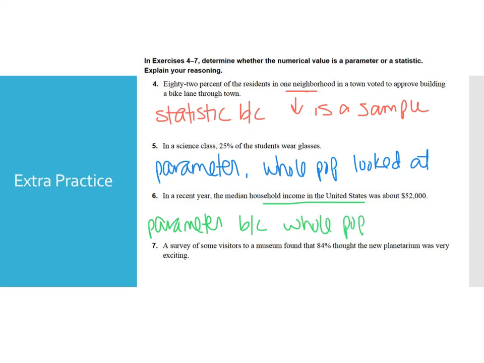And last for today, we have a survey of some visitors to a museum found that 84% thought the new planetarium was very exciting. So do we think that they surveyed the whole population or just a sample? Well, they surveyed a sample because we have the wording some visitors. So that makes this a statistic because a sample was surveyed and not everybody. So the difference between parameter and statistic is if you're surveying everybody or a subset of them.